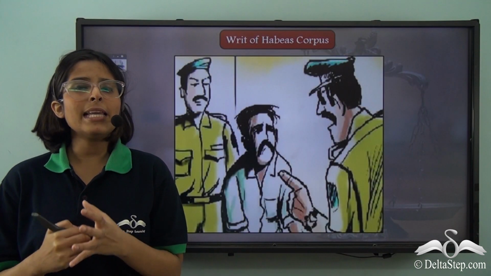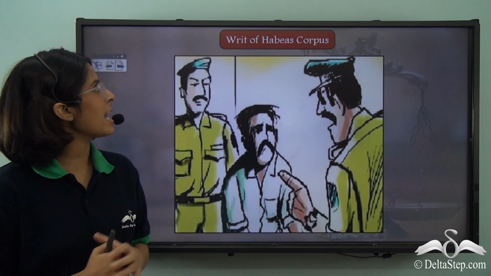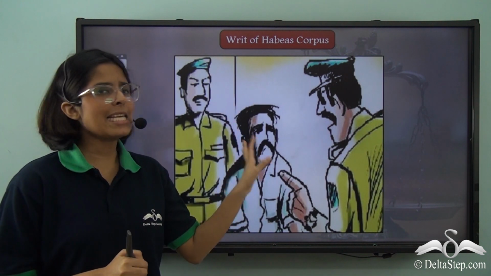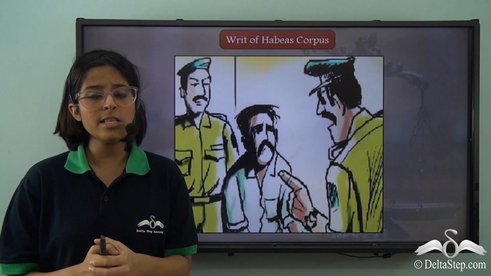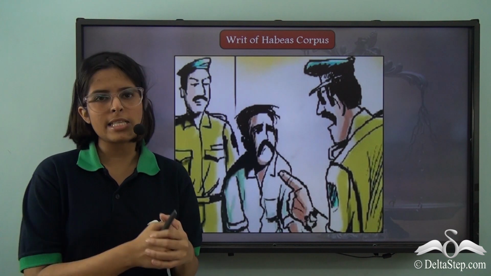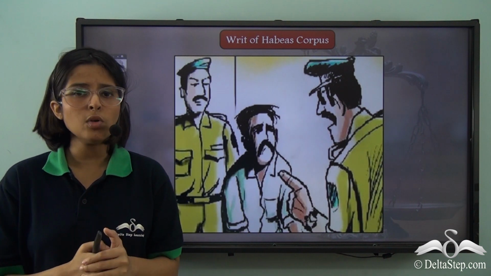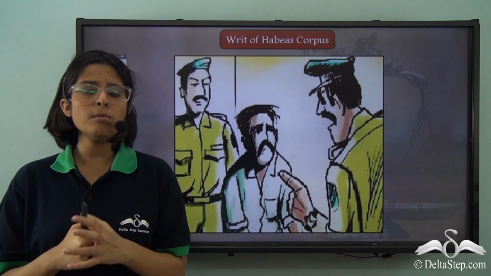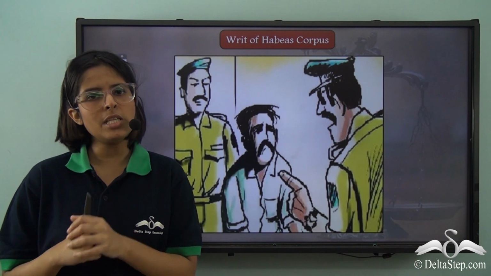Let us start by taking an example to understand the writ of habeas corpus. Let us imagine that Nikhil has been arrested by the police without a warrant. He has been kept in police custody and has not been allowed to contact his lawyer. He has also not been informed on what grounds he has been arrested.